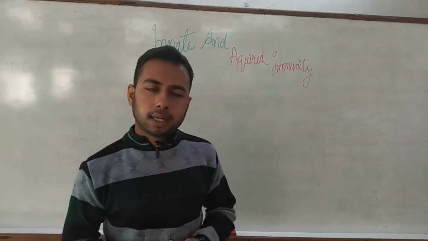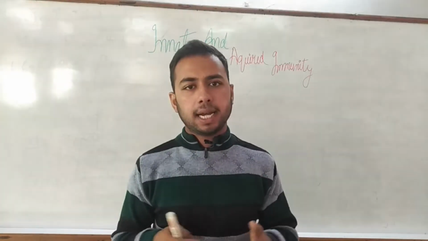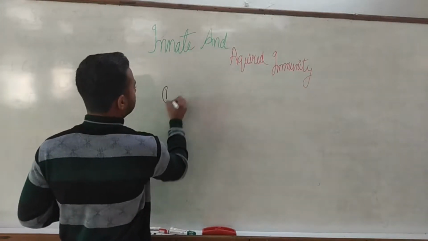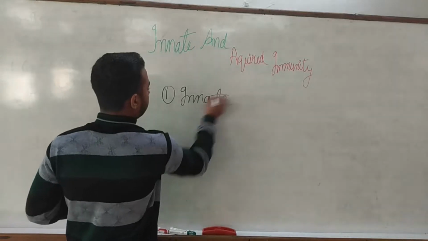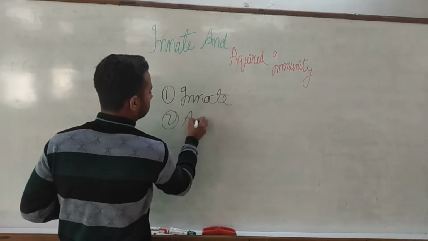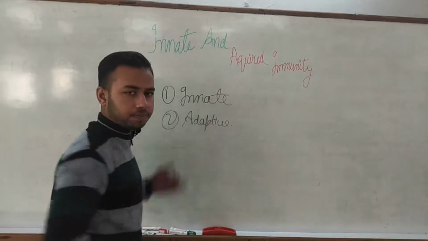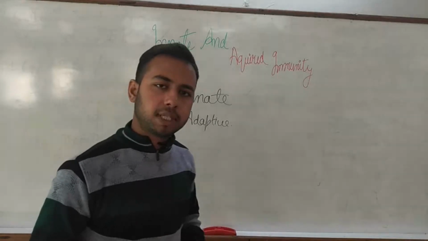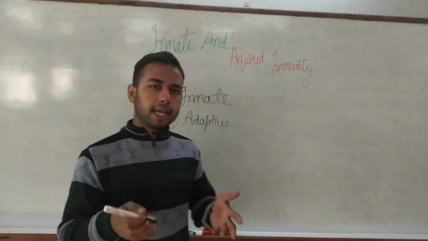There are two types of immunity, innate and adaptive immunity. The first one is innate and the second is adaptive. We are going to discuss both of them, their differences and their properties. So what is innate immunity?